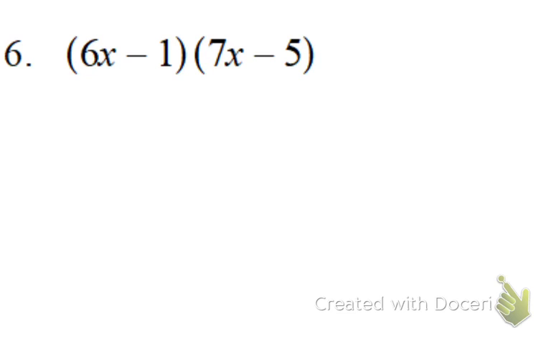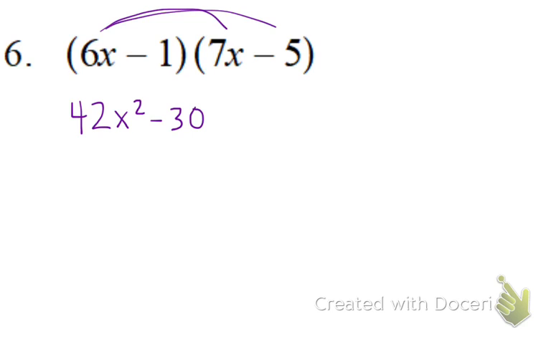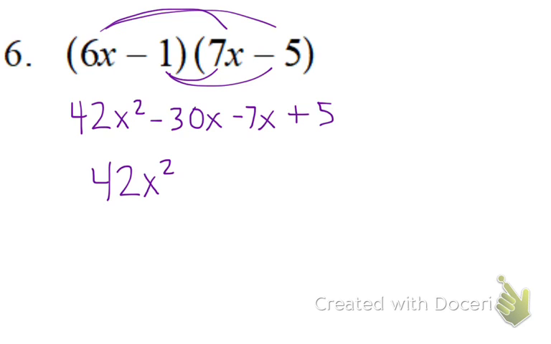To get rid of the parentheses here, we'll distribute twice. 6x times 7x is 42x squared. 6x times negative 5 is negative 30x. Negative 1 times 7x is negative 7x, and negative 1 times negative 5, positive 5. Combine the like terms. Negative 30x plus negative 7x is negative 37x.